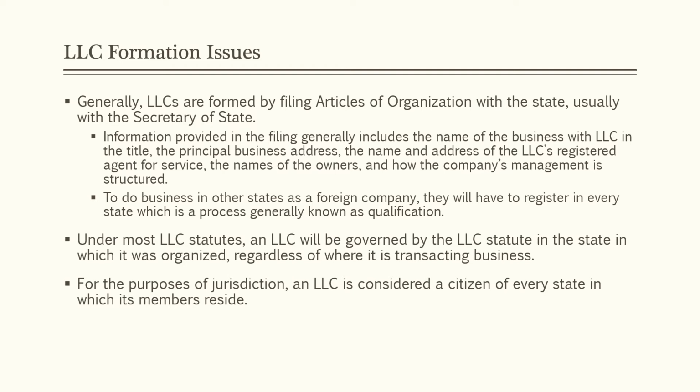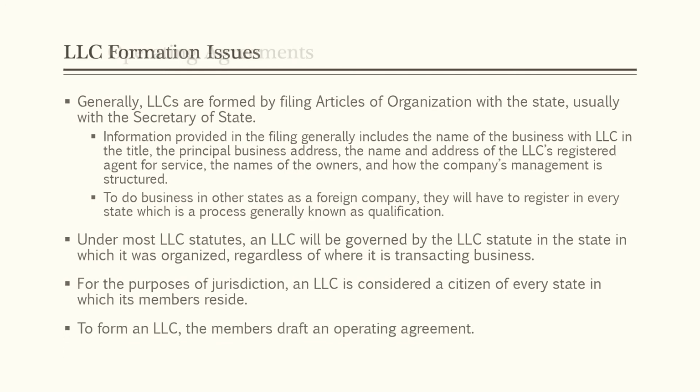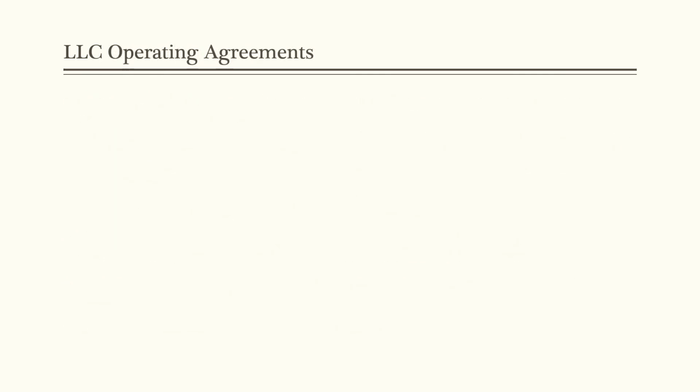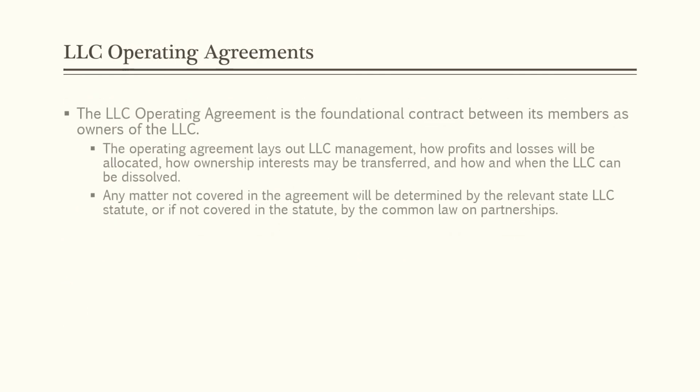If an LLC wants to avail itself of the federal court system, it should choose members from only one or two states or use a different form of business organization. To form an LLC, the members draft an operating agreement. Next, we will discuss LLC operating agreements.